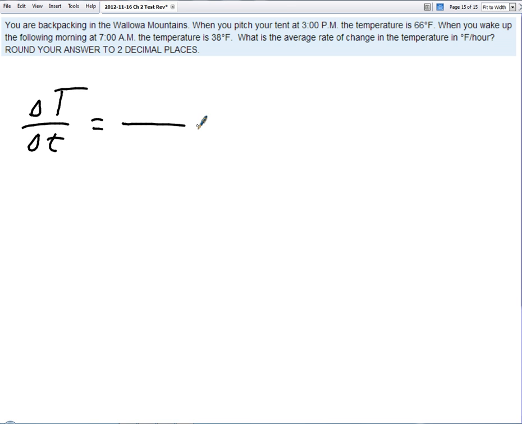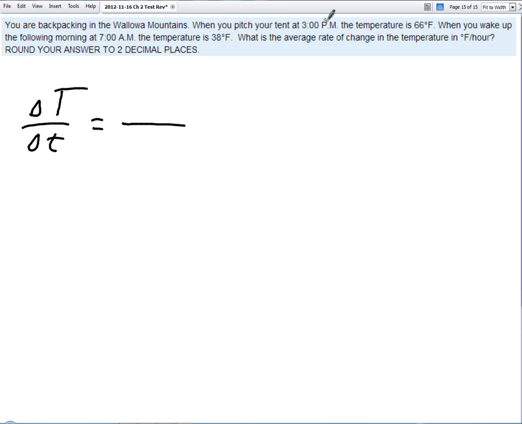Well, the change in time is a little bit awkward because we're going from 3 p.m. one day to 7 a.m. the next day. So what's the way we can think about that, John? 7 subtract 3. Okay. Let's get the change in time first.